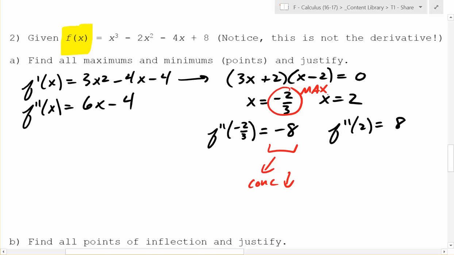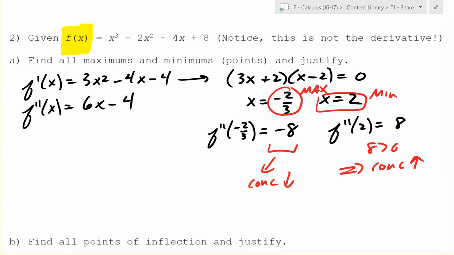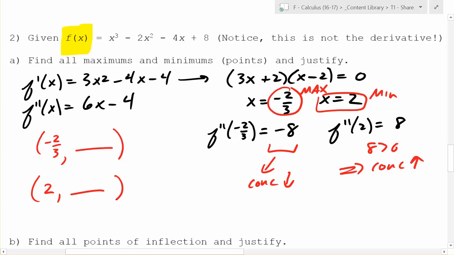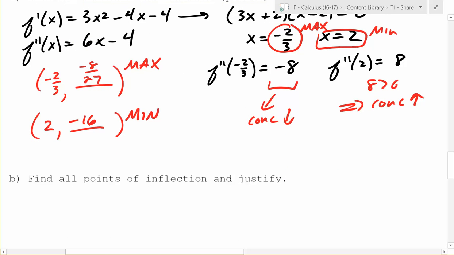It's not the maximum value. The max will occur there. And what will this be? A min, because 8 is greater than 0. What does that imply? Concave up. So to find the y coordinates, you plug into the original function, which you guys were doing, and you beg to use your calculator, which is fine. Anybody find the actual y coordinates? Negative 2/3, negative 8 over 27, and 2 comma negative 16. That sounds about right. So we know that this is going to be a max, and this is going to be a min.